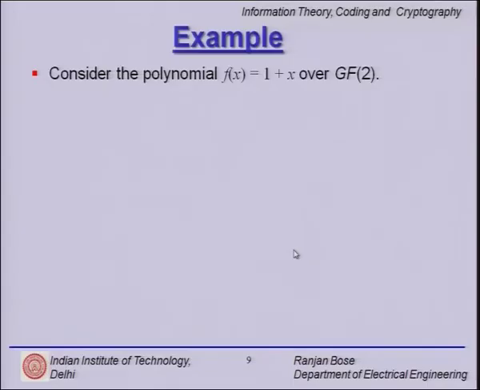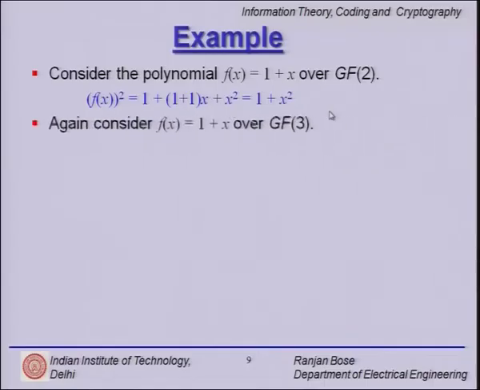Let us look at another example. These are basically refreshing our memory. We know most of this stuff. Consider a simple polynomial f of x equal to 1 plus x, defined over GF2. So, all the arithmetic that we do will be over GF2. So, we can square it. How does it look? f(x) square is you take this and multiply it over, and 1 plus 1 gives 0, and therefore, 1 plus x plus x plus x squared is nothing but 1 plus x square.